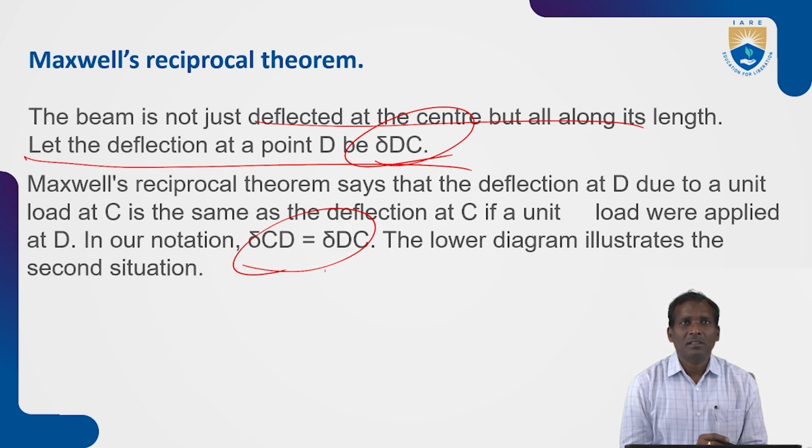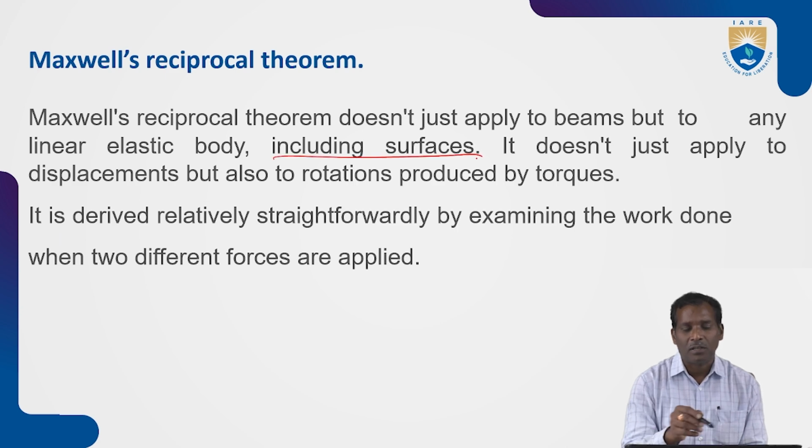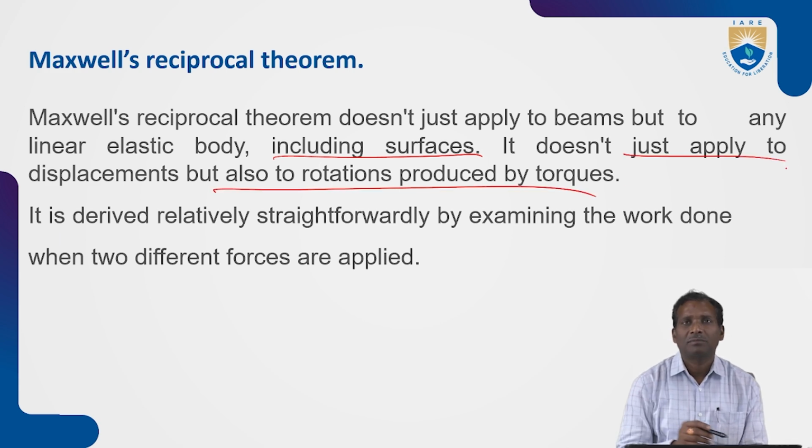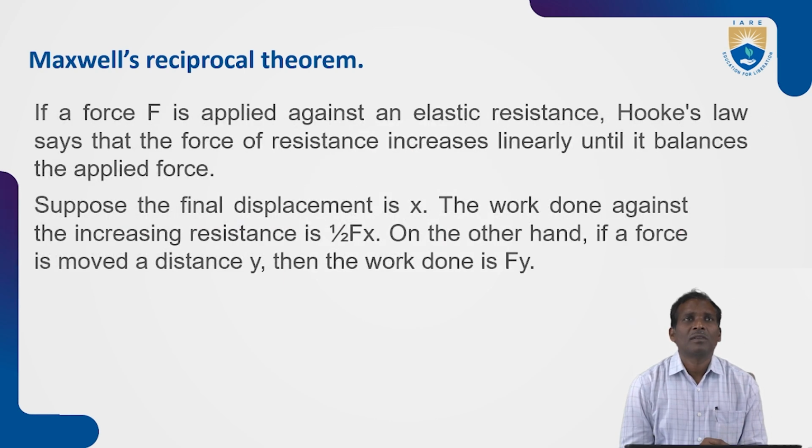The beam is deflected not just at the center, but all along its length. Maxwell's reciprocal theorem does not just apply to beams, but to any linear elastic body, including surfaces also. It doesn't just apply to displacements, but also to relations produced by torques. It is derived relatively straightforwardly by examining the work done when two different forces are applied. The derivation part we will see.